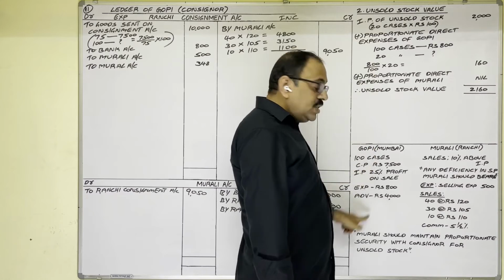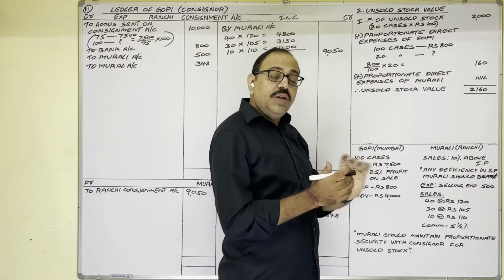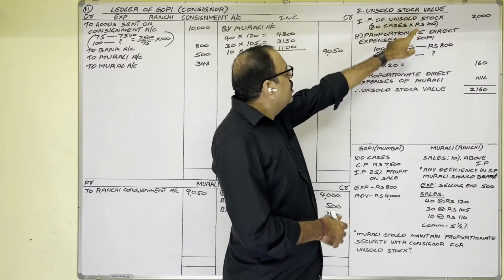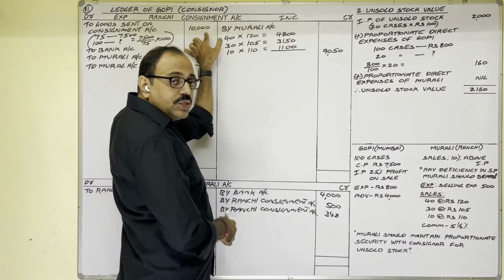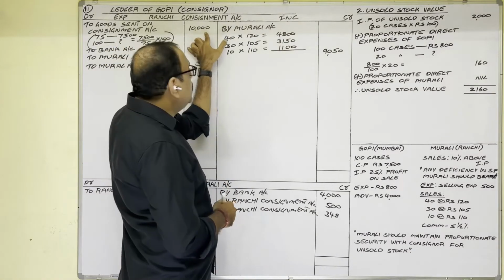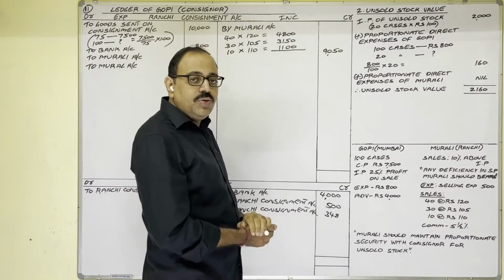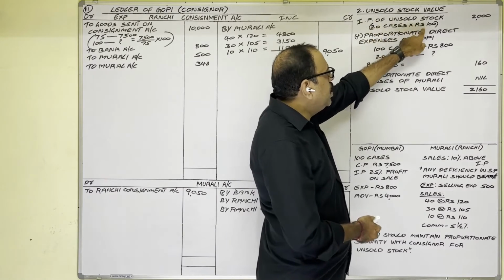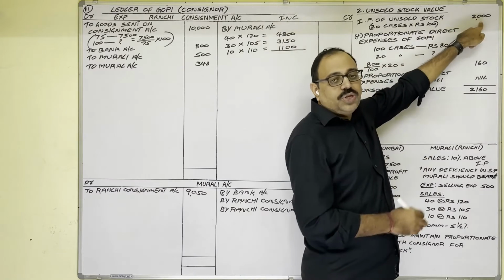See, invoice price is given in the question now. Therefore, unsold stock should be calculated as per invoice price. So, invoice price of unsold stock. 100 cases, invoice price is 10,000 rupees. So, one case invoice price is 10,000 rupees divided by 100 cases, equal to 100 rupees now. So, 20 cases invoice price is 20 cases into 100 rupees, which is equal to 2,000 rupees.